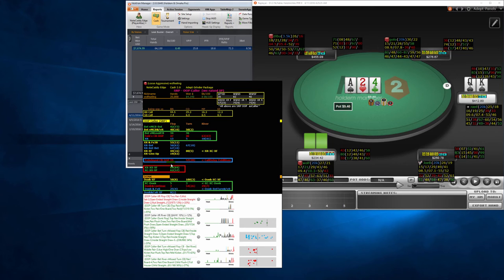It's mostly a two streets game anyway on the dry boards, because it's not very frequent that you have three streets of value with any hand. So I think it's a good option.